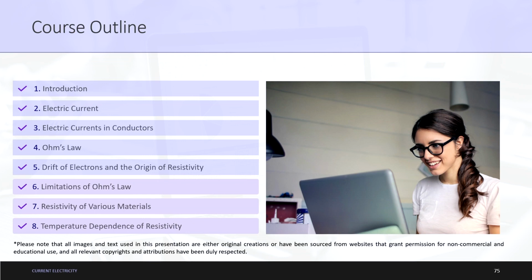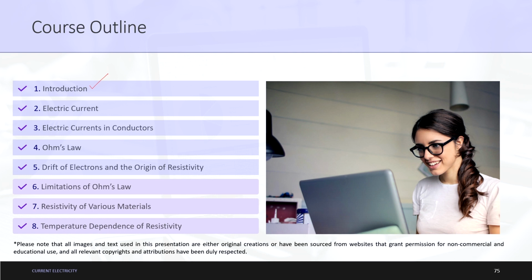Okay, so here is a course outline for you, first of all, to let you know what all things have been completed. First of all we started with the introduction, in which we understood the concept that if the electric charges are moving, that constitutes an electric current. What is the difference between electric charges being at rest and electric charges being moving?